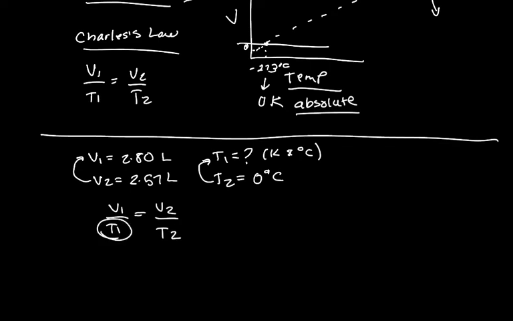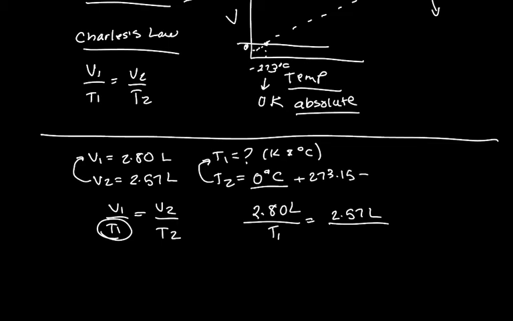V1 over T1 is equal to V2 over T2. We are trying to solve for T1 over here. So you can either plug in the numbers first and then solve for T1, or you can rearrange the equation. The way that I like to do this is that I like to plug in my numbers first. So I have 2.80 liters over T1. And then V2 is 2.57 liters over my T2. But what's the problem with T2 here?